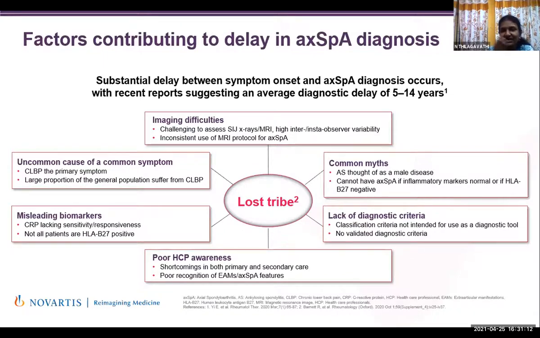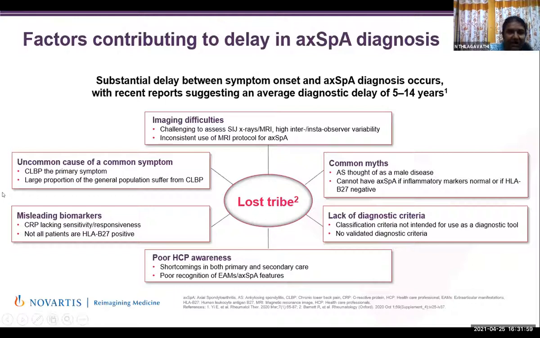So with so much advancement, with MRI and classification criteria being modified, what is the delay in diagnosing axial spondyloarthropathy? Present day statistics show an average delay of 5 to 14 years from the symptom onset to the diagnosis of axial spondyloarthritis. So what is the cause for the delay in diagnosing? One is imaging. Most of the times we do X-ray, and if the X-ray is normal and HLA-B27 is negative and acute phase reactants, namely ESR and CRP, are normal, we don't consider taking an MRI. Suppose a patient presents with 6 months or 1 year duration, it is always better to do an MRI as an imaging modality to diagnose axial spondyloarthritis.